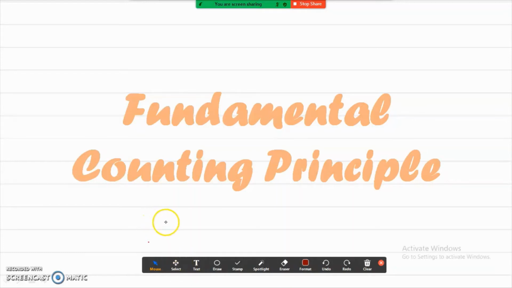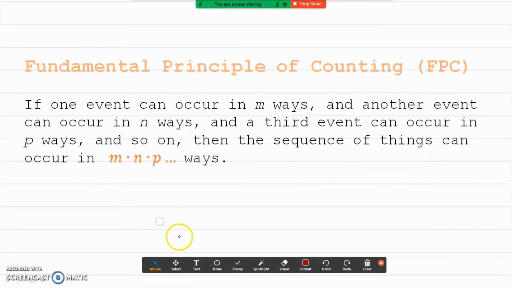Good day, math learners. Now let's talk about the fundamental counting principle.